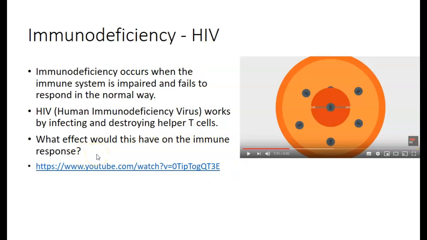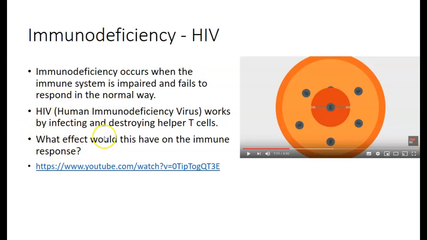If there's no T helper cells, B lymphocytes can't be stimulated or the humoral response can't be initiated. So B lymphocytes will not be able to produce B plasma cells and B memory cells.